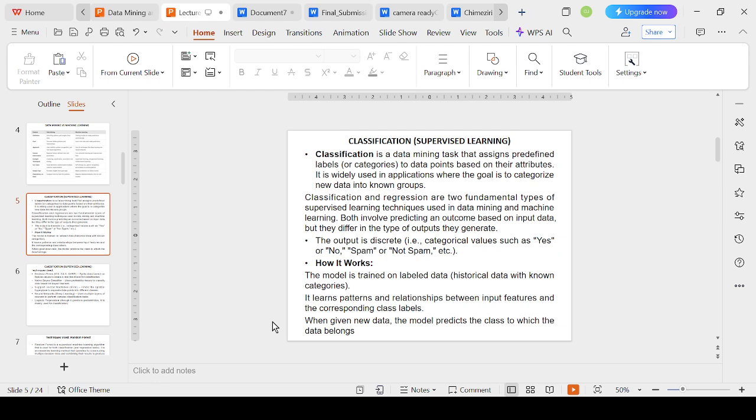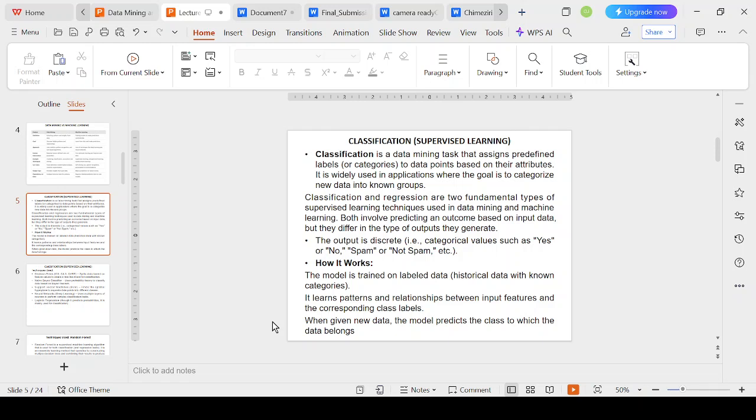So we are going to continue with classification. What is classification? Classification is a data mining task that assigns predefined labels or categories to data points based on their attributes. It is widely used in applications where the goal is to categorize new data into known groups.